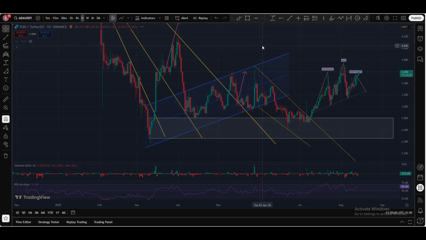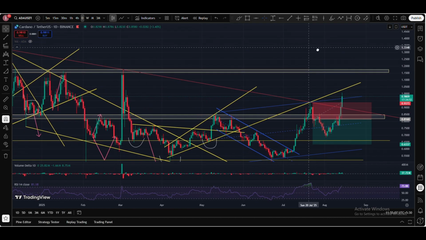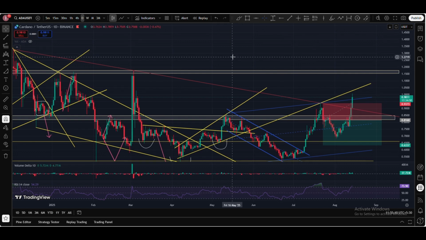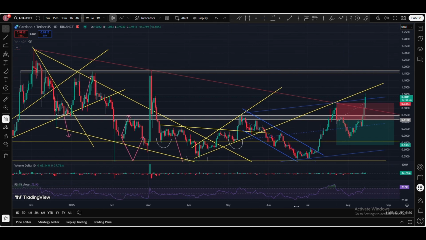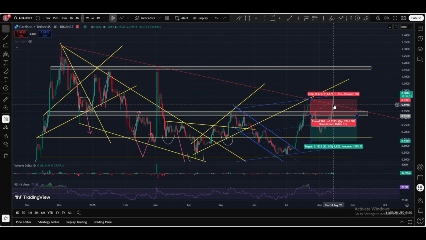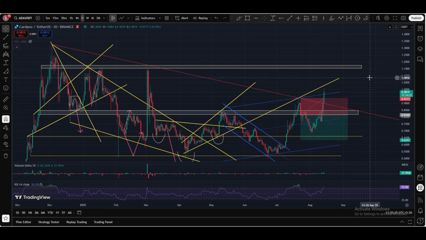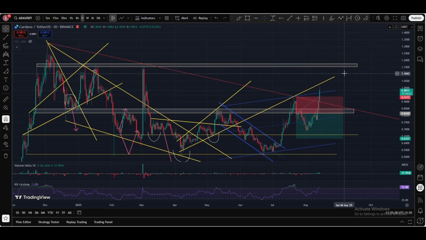Next, ADA. Actually, ADA broke the huge resistance. You can see I drew a trend line using the ray tool, and you can see a resistance level. Today the market broke that resistance, and the market is going upward.